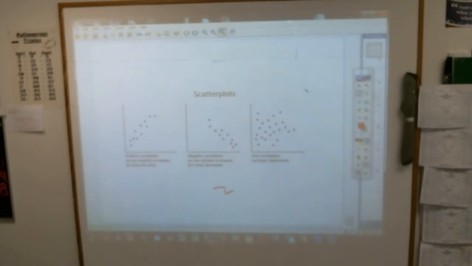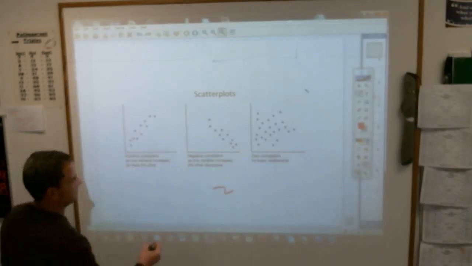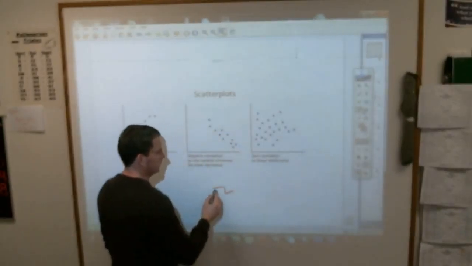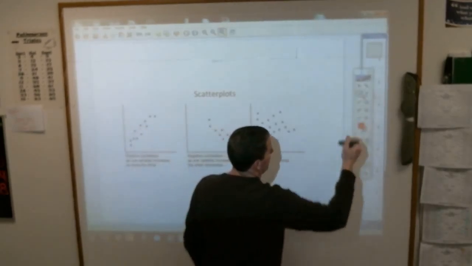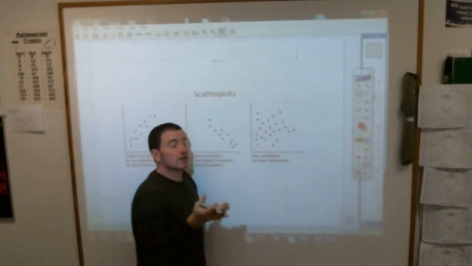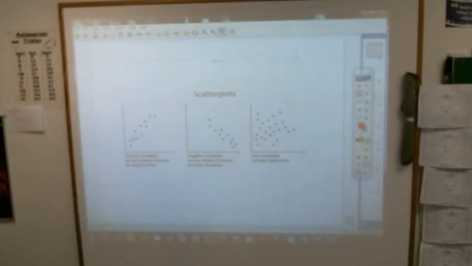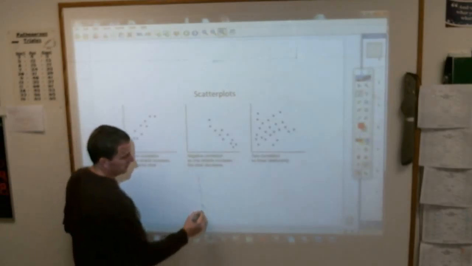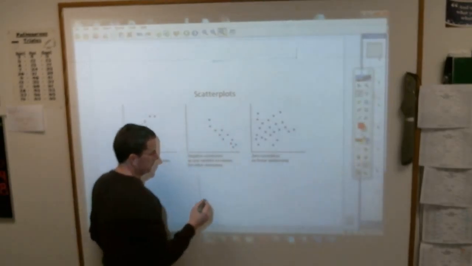Look in your books on page 538 and 539. Sometimes when you look at data that you have, it doesn't always fit into a nice, neat little line. For example, here's a good thing that you can make a scatter plot of. If I took a survey of you and asked you how long you studied for your last math test, and I made a scatter plot here. You don't have to write this down. Just listen for a little bit.